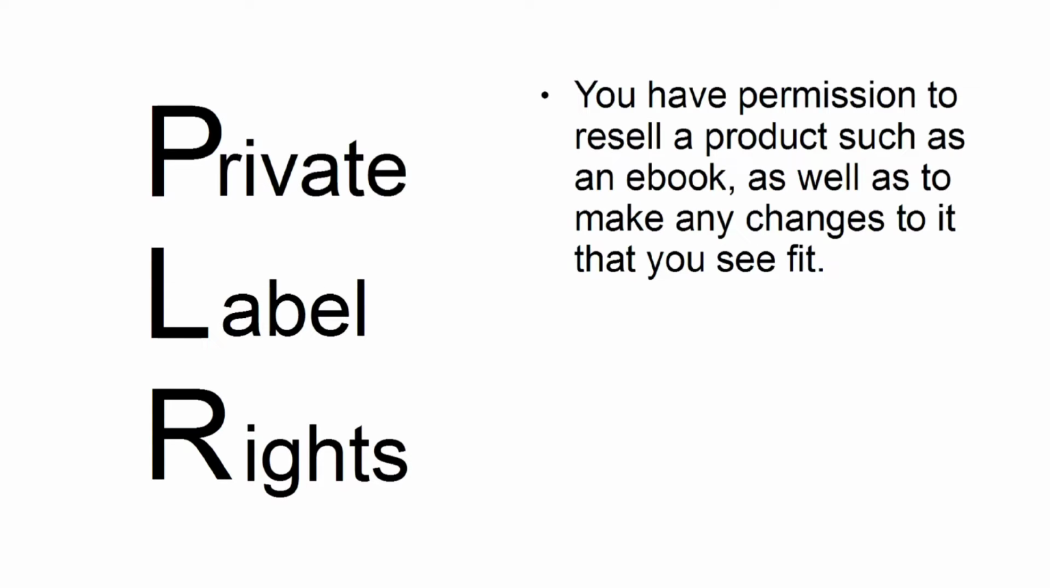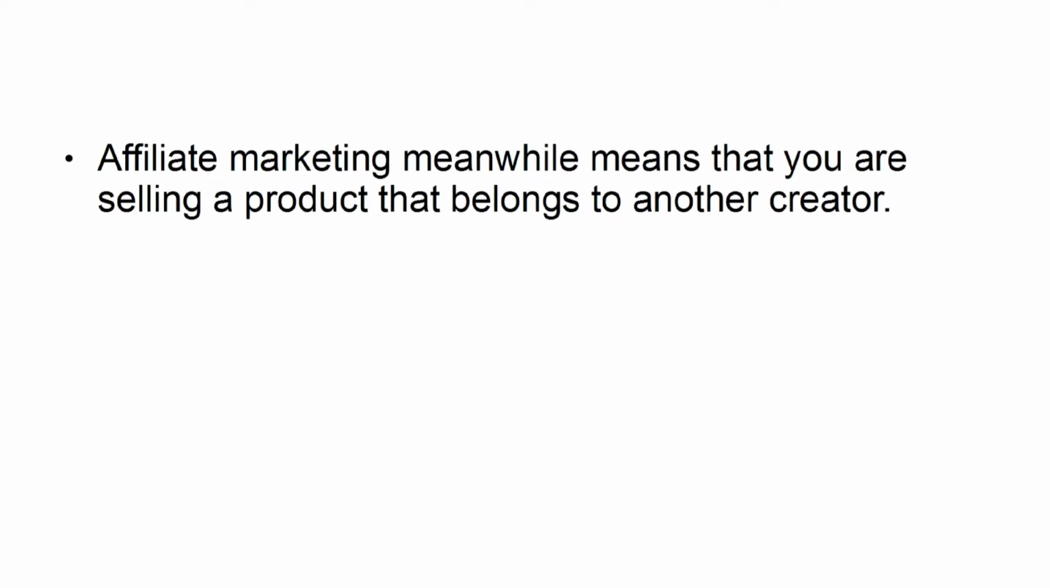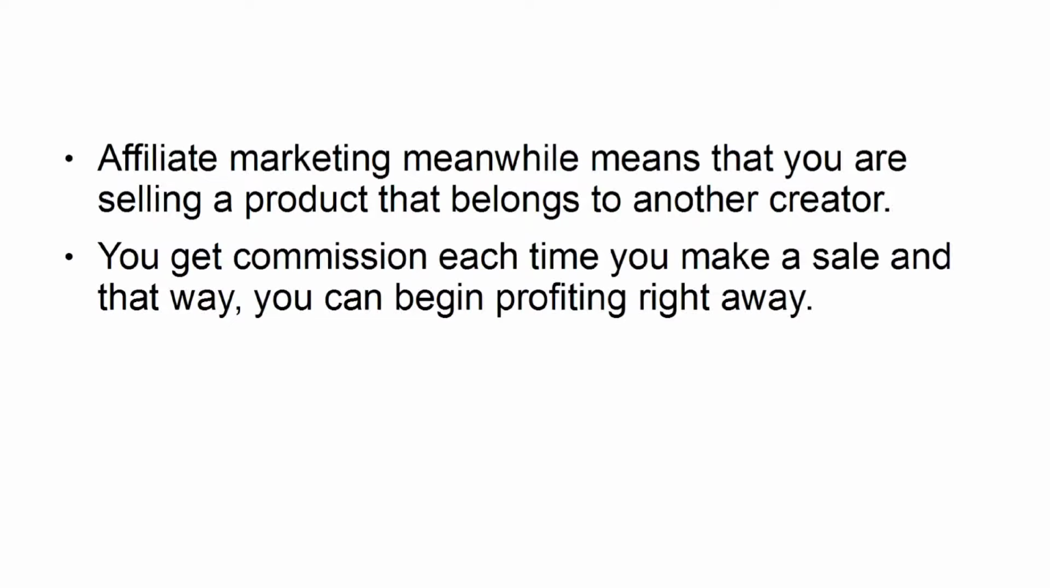PLR stands for Private Label Rights, and that essentially means that you have permission to resell a product such as an ebook, as well as to make any changes to it that you see fit. You buy the package once, and in exchange you can sell it as many times as you like, to as many people as you like. Affiliate marketing, meanwhile, means that you are selling a product that belongs to another creator. You get commission each time you make a sale, and that way you can begin profiting right away.